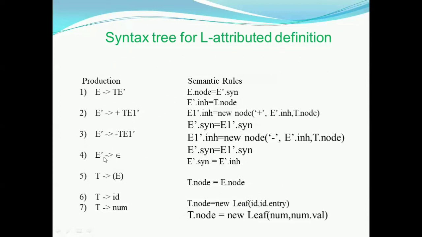So once you get this E dash going to epsilon, it means that the inherited value becomes the synthesized value itself, and then the synthesized value becomes the synthesized value for the next level. Similarly, T dot node is equal to E dot node. So similarly, we create a leaf node for identifier and a leaf node for the number. So similarly, we write the dependency graph for this particular given grammar.